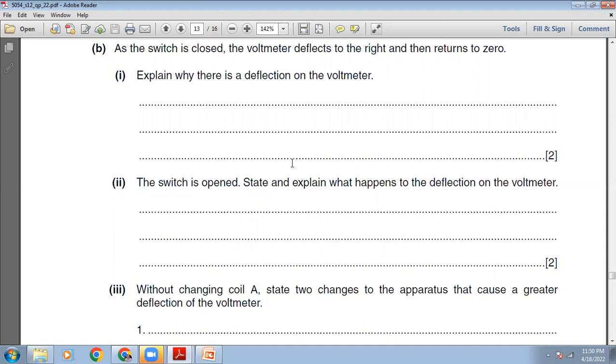So now the magnetic flux has changed. There was magnetic flux, and now there is no magnetic flux passing through the coil B. So the magnetic flux passing through the coil B has gradually decreased. That's why the EMF induced has the opposite direction to the one produced in the previous part. So now the deflection of the voltmeter will be towards the left instead of towards the right, which was in the first part. I hope you have understood what I'm saying.